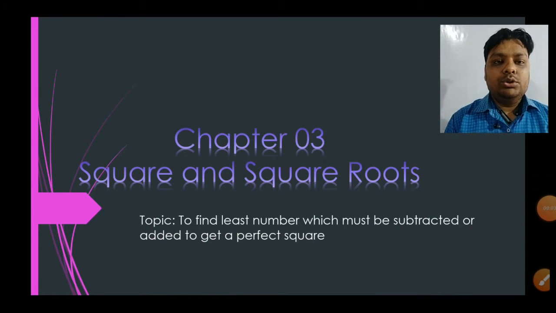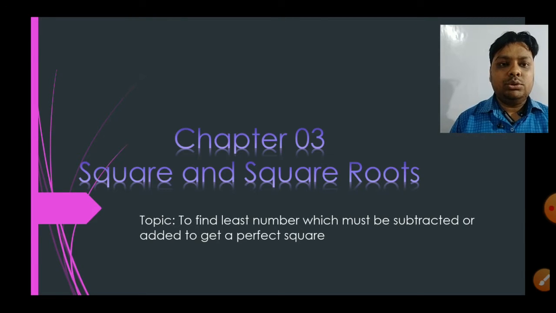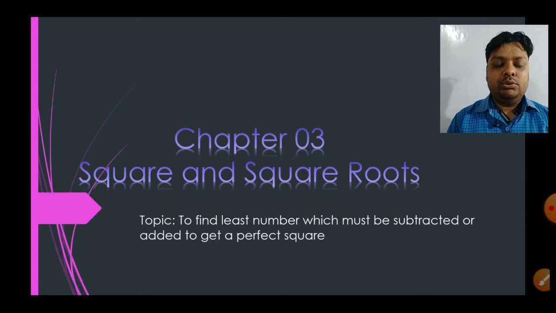Okay, so in the previous video we already discussed the concept of finding any square root by the long division method. Okay students, today we will again solve some questions based on the long division method, and learn how to find the least number which must be subtracted or added to get a perfect square. Okay students, so let's start.